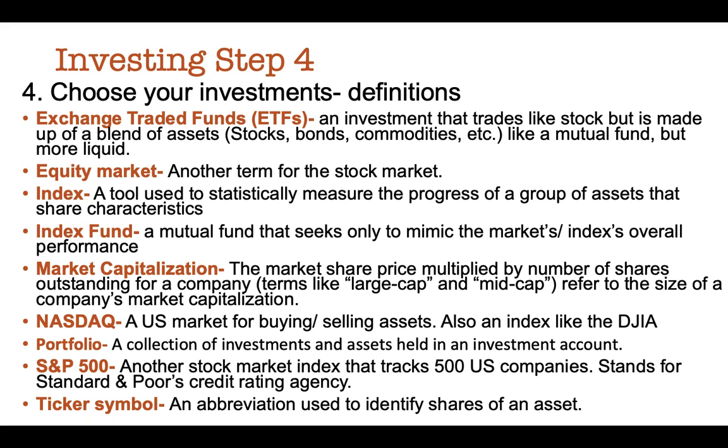The S&P stands for Standard & Poor's, which is a credit rating agency that's been around for quite some time. A ticker symbol is an abbreviation that is used to identify shares of an asset. So like a share of stock, a share of Apple stock is represented by the ticker symbol AAPL, for example. It's just an abbreviation.